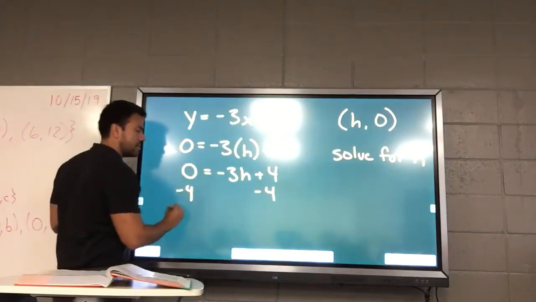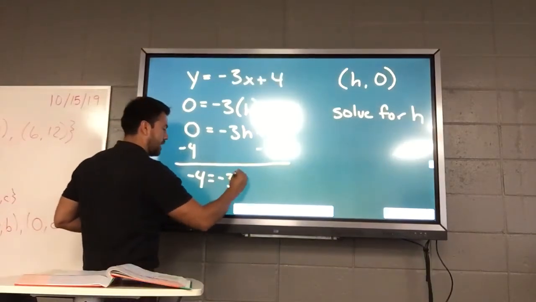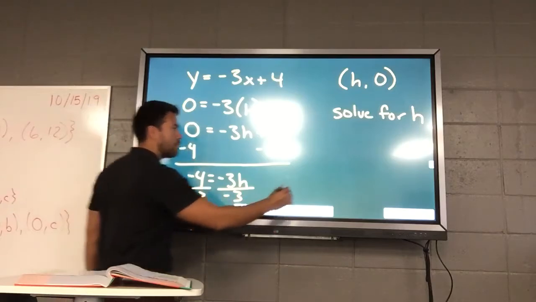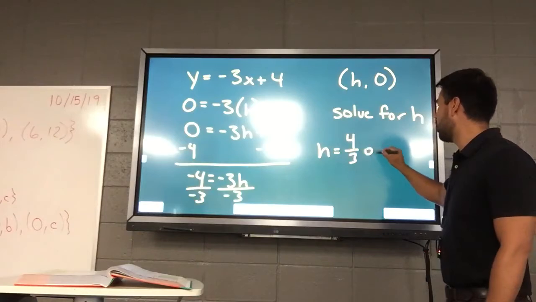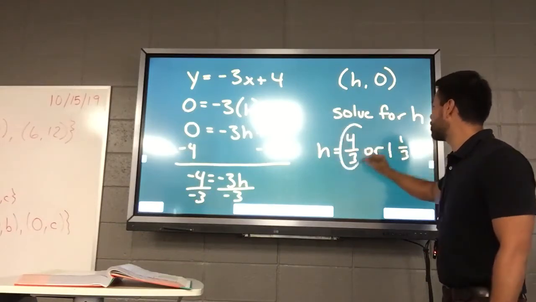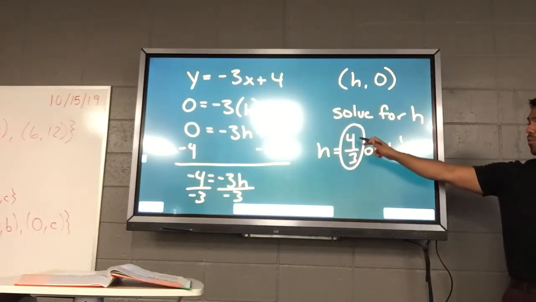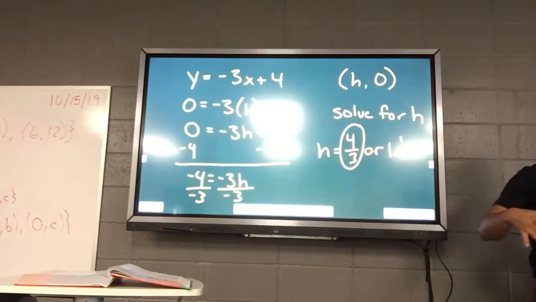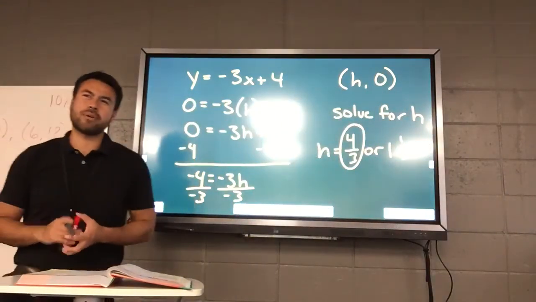So how do you solve for h? Subtract 4 from both sides. You're going to end up with -4 equals -3h. Then what do you do? Divide by -3. And you end up with h equals 4/3 or 1 1/3. 4/3 is better, because you can use this later on very easily. If you turn it to a mixed number, you usually have to turn it back into improper to keep working with it. So it's just something that's going to help you out as you keep moving. We like improper now.